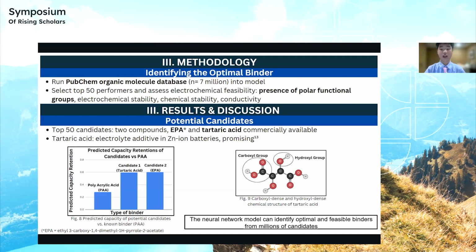Additionally, tartaric acid is of particular importance because it's already been used in the field of battery research as an electrolyte additive in zinc-ion batteries. The researchers of that paper identified that tartaric acid actually has promising electrochemical capabilities that could make it useful as a binder. Therefore, I concluded that my neural network model can identify optimal and feasible binders from millions of candidates.